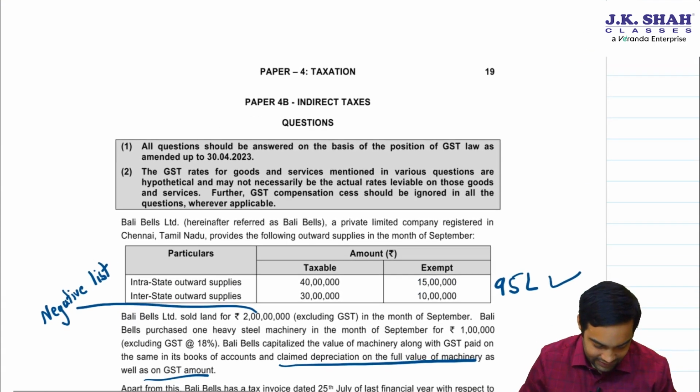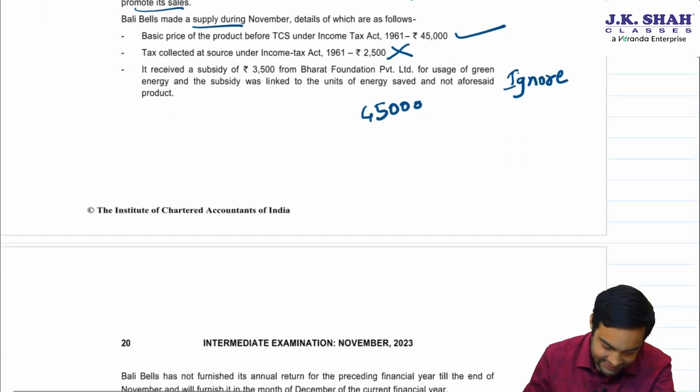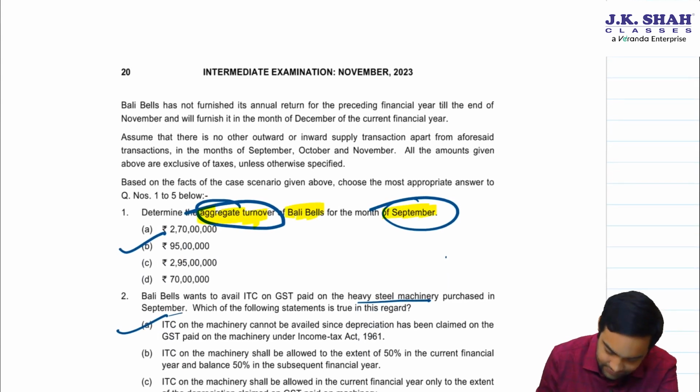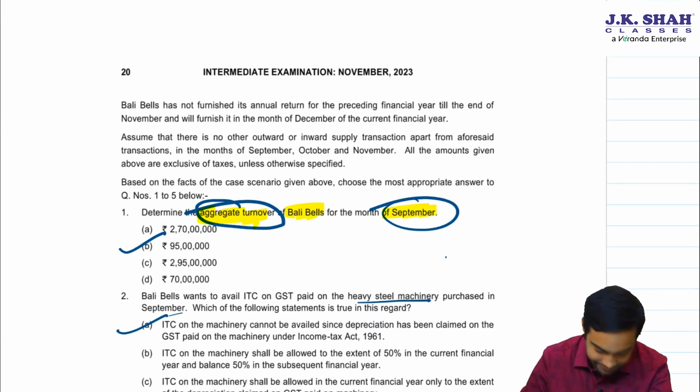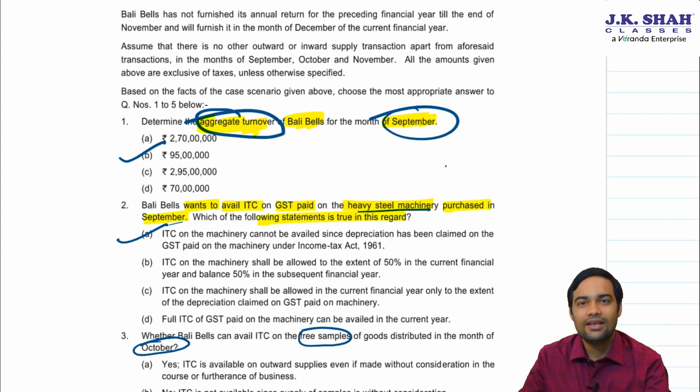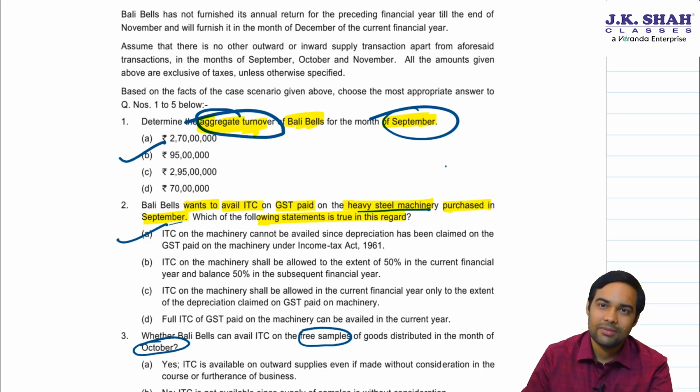So first, obviously, let's see what they want. They need the aggregate turnover of Bali Bells for September. Bali Bells wants to avail ITC on GST paid on heavy steel machine purchased in September. Which of the following statements are true in this regard? So we'll have to focus on what would be the treatment for GST with respect to machine.